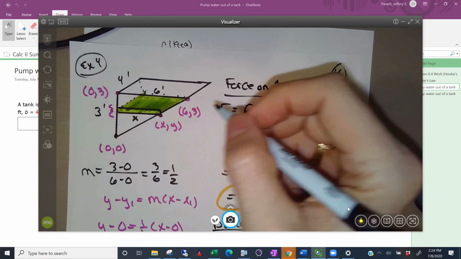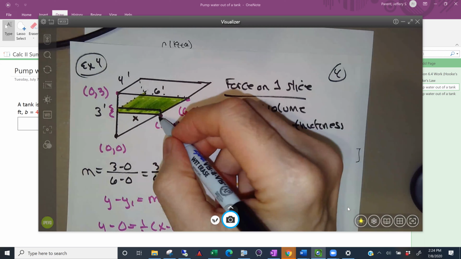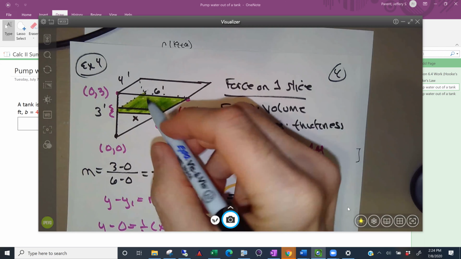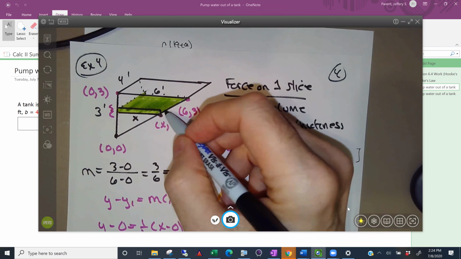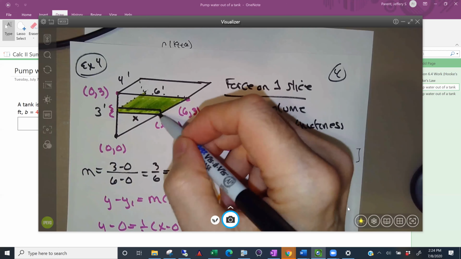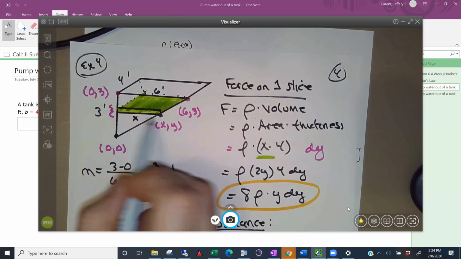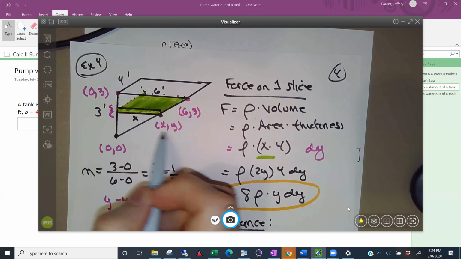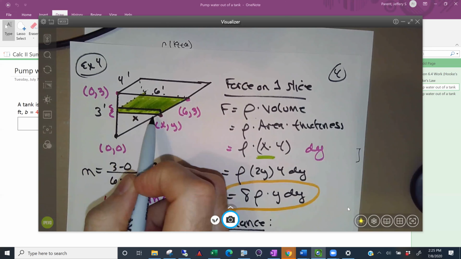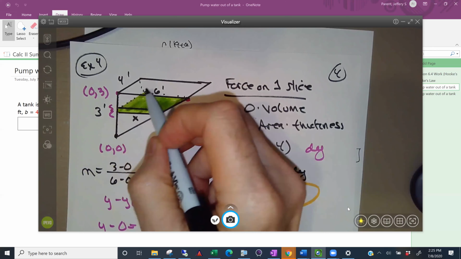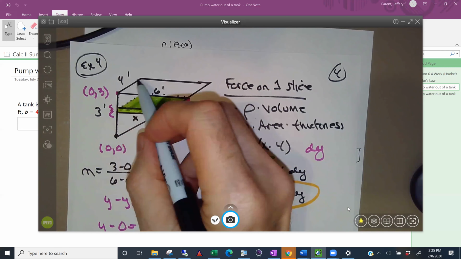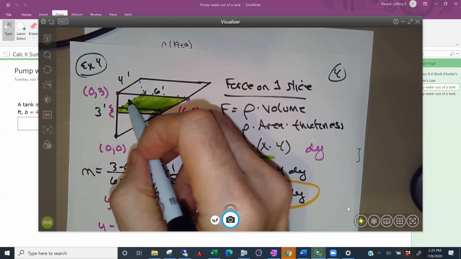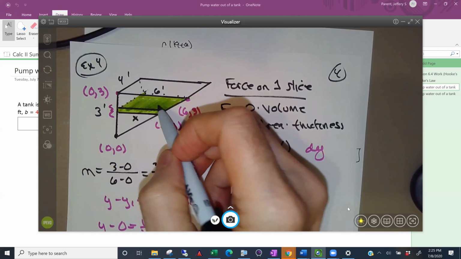So the volume of a box is the height times the width times the depth. It's those three measures, right? So the height here was just your dy. That was the height of this. The width, well, I called that x. I just put a general point there, called it x. And then the depth here was that distance across the figure this way, which is 4. So it's really just the area of a rectangle, 4 times x times the height, which is your dy.